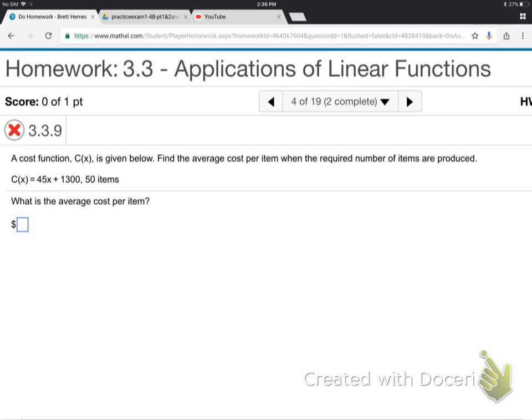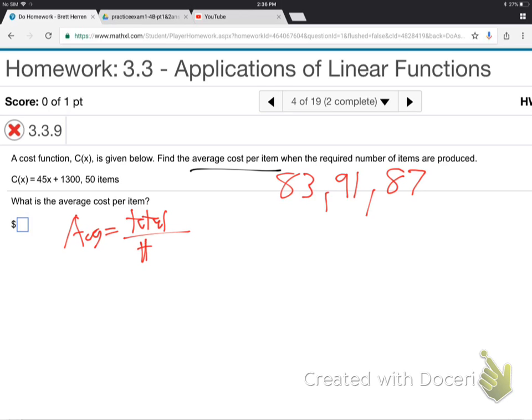Okay, so on this one, find the average cost per item. So how do you do an average? Like say you get an 83, 91, and 87 on your 3 exams in this class. How would you find out your average? Add them and divide by 3, right? So you guys know that. Average is always total divided by number of items, right? That's how we figure an average.